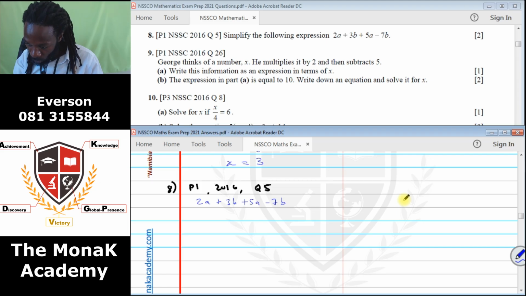We want things that are similar to deal with each other. So we have 2a plus 5a, then we have 3b minus 7b. 2a plus 5a is 7a. 3b minus 7b is negative 4b. And it's done.